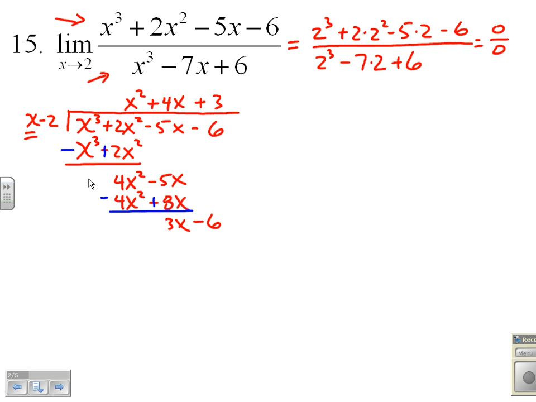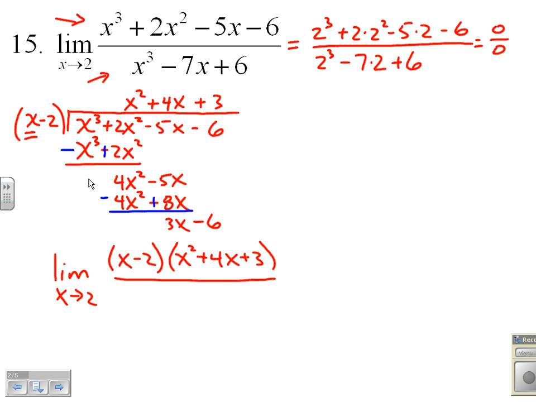So right now, I could rewrite the numerator of my limit. Limit as x approaches 2. I could write that as x minus 2 times x squared plus 4x plus 3.